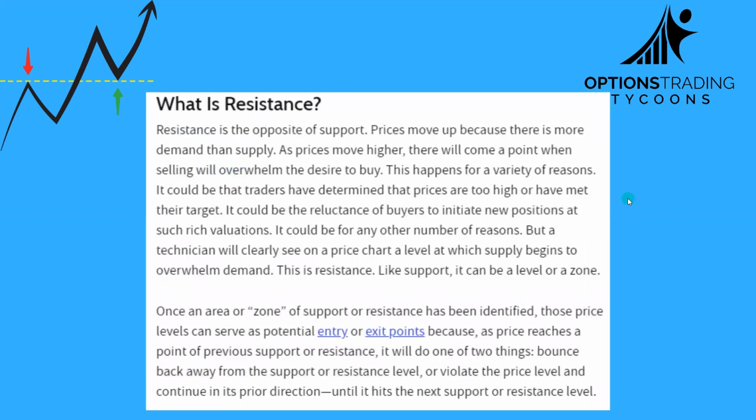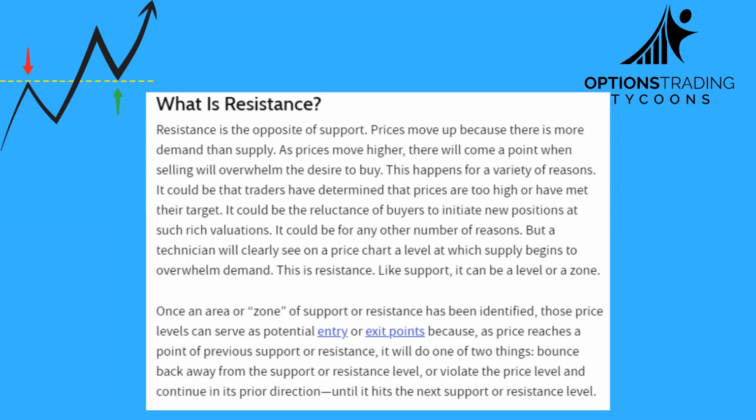And resistance is the opposite of support. Prices move up because there is more demand than supply. As prices move higher, there will come a point when selling will overwhelm the desire to buy. This happens for a variety of reasons. It could be that traders have determined that prices are too high or have met their target. It could be the reluctance of buyers to initiate new positions at such rich valuations. It could be for any other number of reasons. But a technician will clearly see on a price chart a level at which supply begins to overwhelm demand. This is resistance. Like support, it can be a level or a zone.